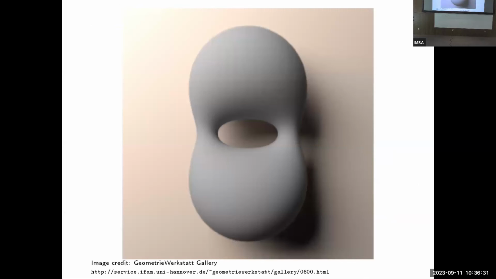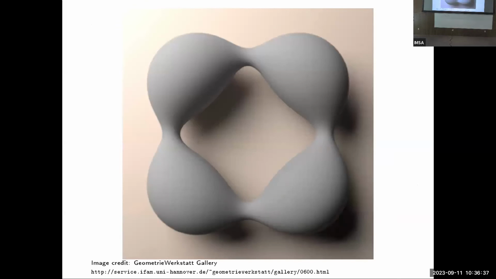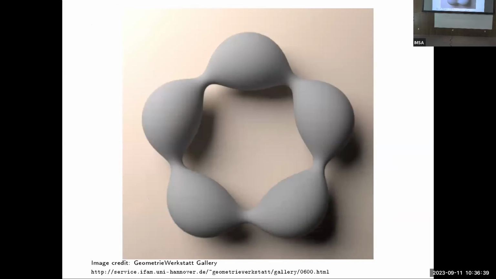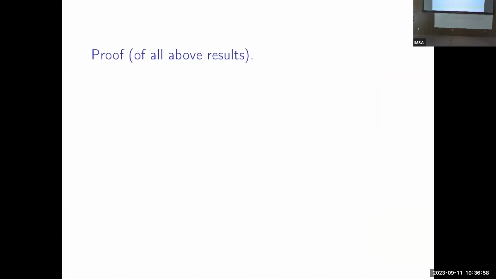So this is an example of such objects. This preserves a Z3 symmetry, this is a Z4 symmetry, Z5, and so on. So basically, for every n, we have a Zn invariant torus, a constant mean curvature torus inside S3.